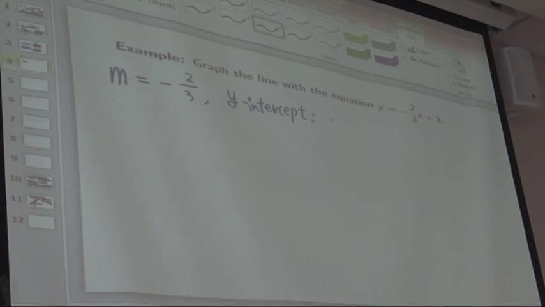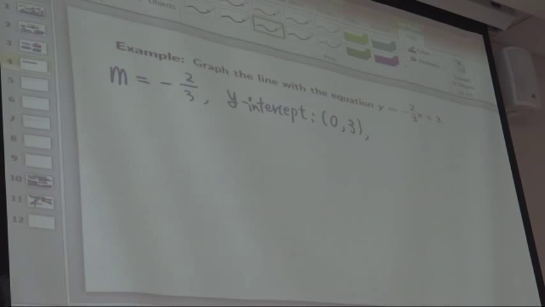You mean the 3,0 or 0,3? Or just 3? No, 0,3. Y-intercept is a point. The point always needs an x coordinate and a y coordinate. So y-intercept is when x is equal to 0, so 0, something. So for this case, 0,3 is the y-intercept. Now what is the x-intercept?